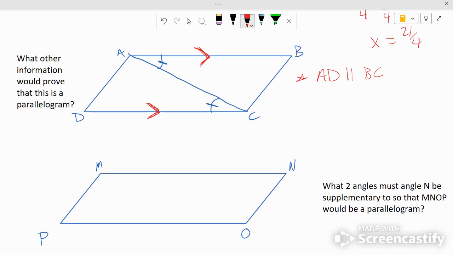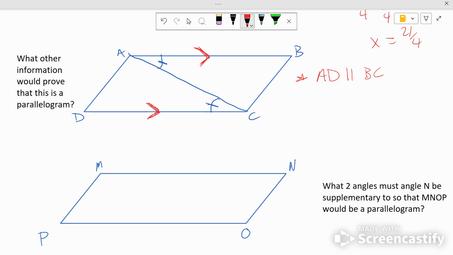The next one is opposite angles are congruent. We don't know whole angles of either one, so we won't say that one yet. The next one is consecutive angles are supplementary. We don't know enough information there yet. The next one's diagonals bisect each other. I only see one diagonal. But the last one says if the same side is both parallel and congruent, then it's a parallelogram.